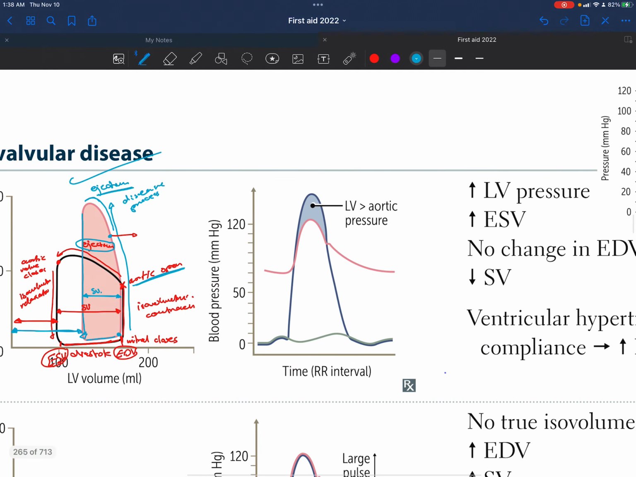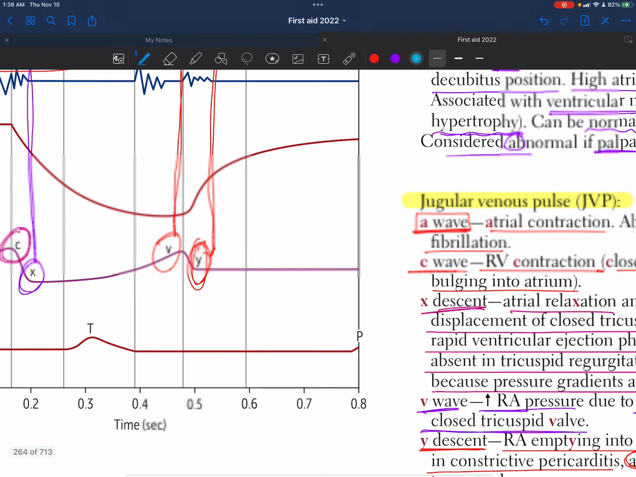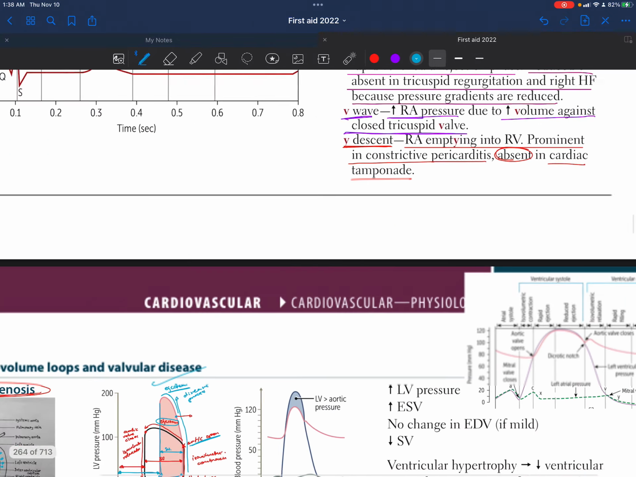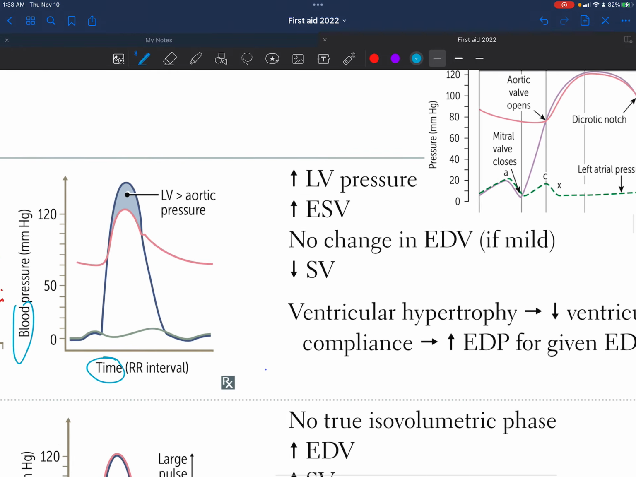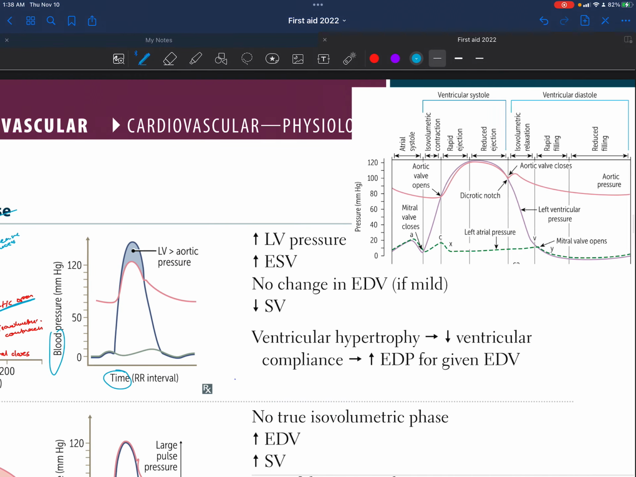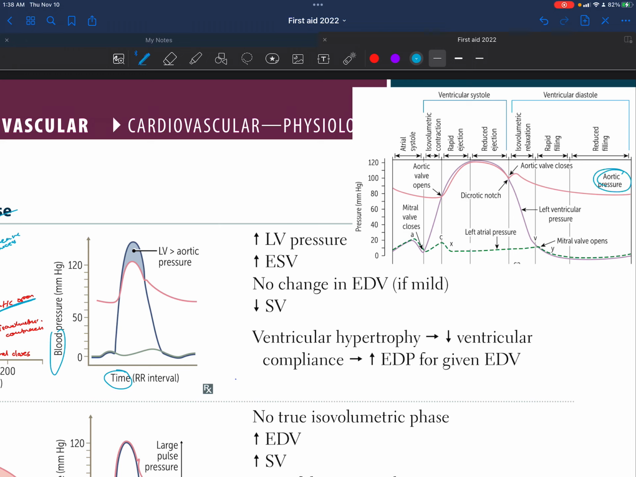For the second graph, it's just the same as this one, nothing different. It's the relationship between time and blood pressure. The pink curve is the aortic pressure, the blue line represents the left ventricular pressure, and the green line is the atrial pressure, as it says here.